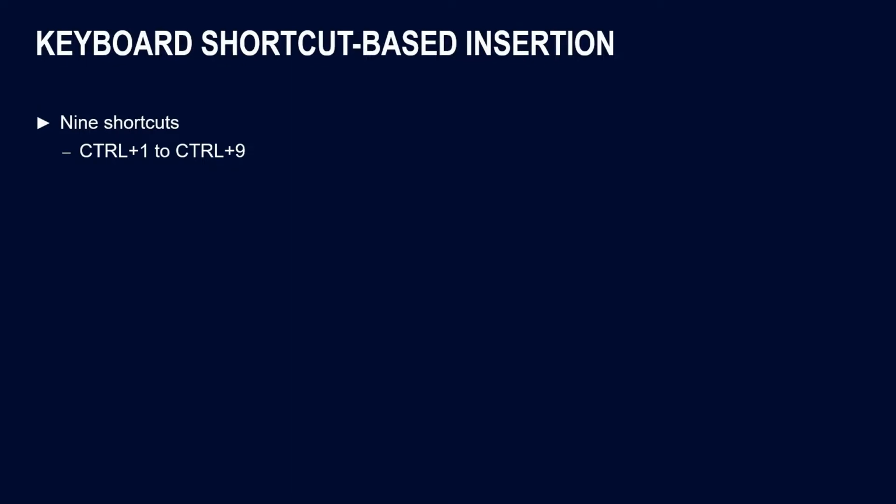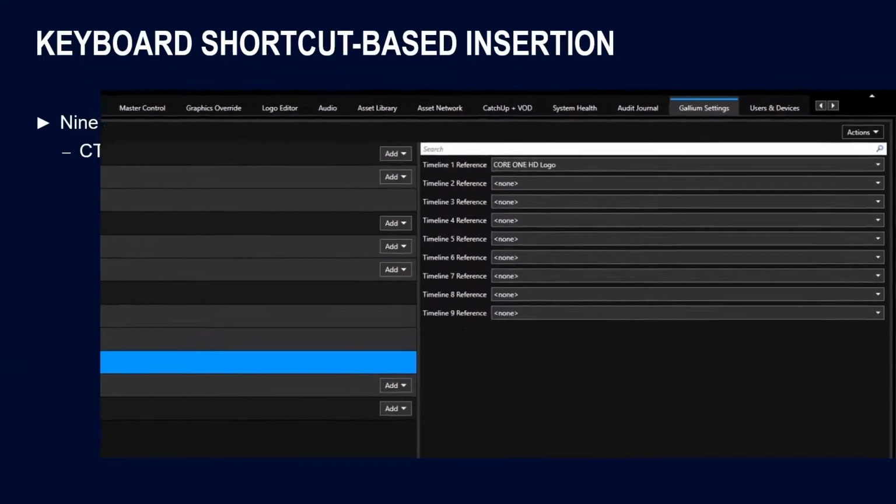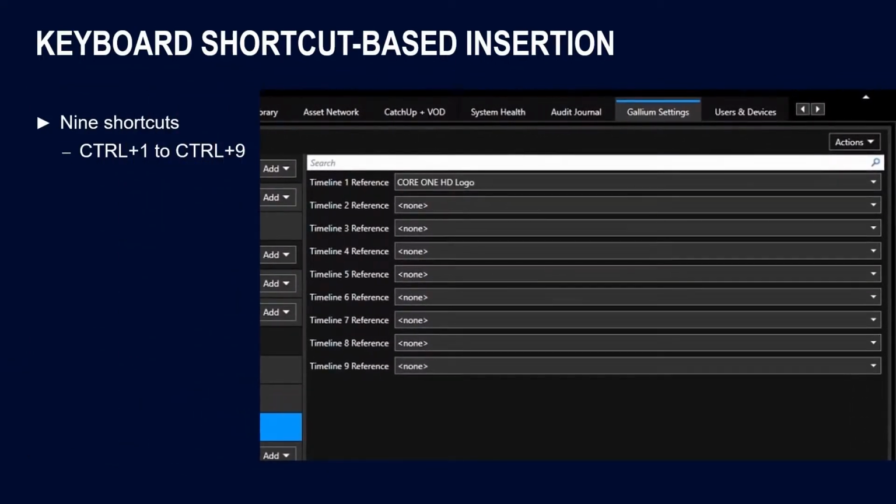Timelines can be inserted using keyboard shortcuts. This is set up in the Gallium settings. Going to the playlist settings, quick access and timelines, there is a group of 9 timeline references, each of which will be associated with a control key, control 1 through to control 9.